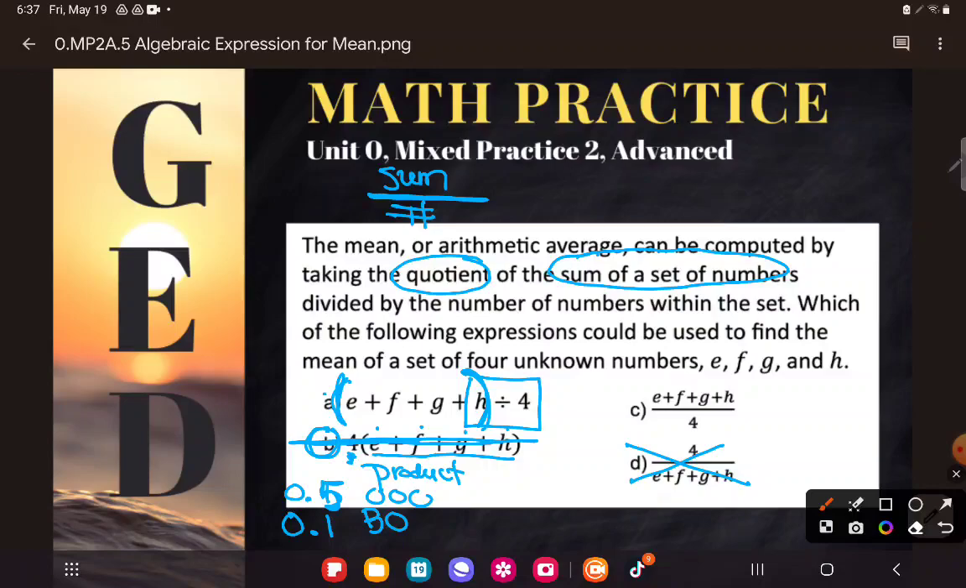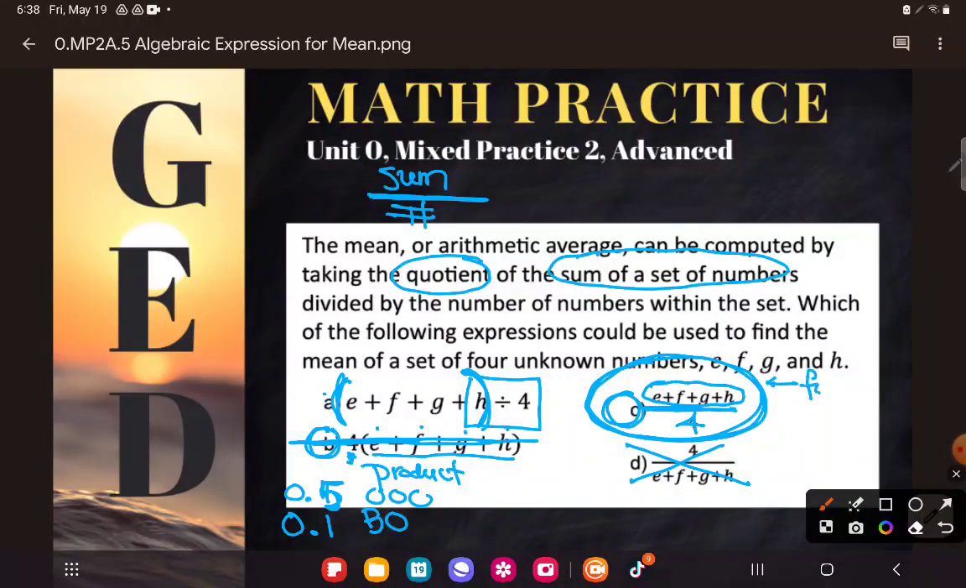Now, that being said, if you look at C, I don't need parentheses because that fraction bar can both divide and group. This says take this entire sum first, right? We would have done that grouping. And then divide by 4. C is the right answer. Ooh, tricky.